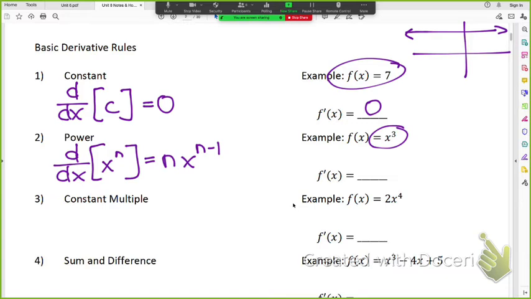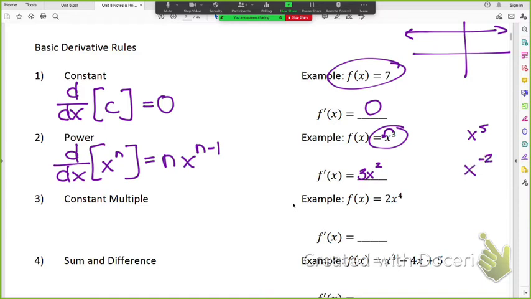So using this example here, when I look at x cubed, I take that 3, I put it down front, 3x squared, and I take 1 away from the exponent. Okay? It's kind of obvious. So let's do a different one. What if I told you x to the 5th? 5x to the 4th. Boom.